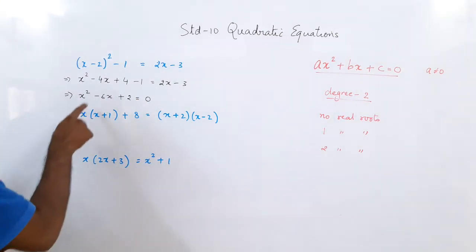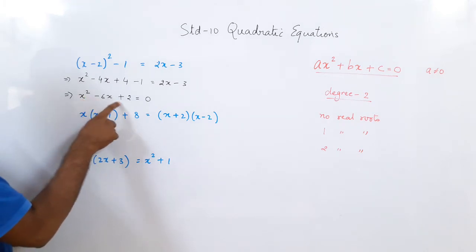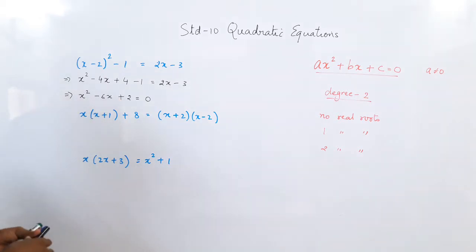Compare. Is the highest power 2? So this is in the form ax square plus bx plus c, where a is 1, b is minus 6, c is 2. So this is a quadratic equation.